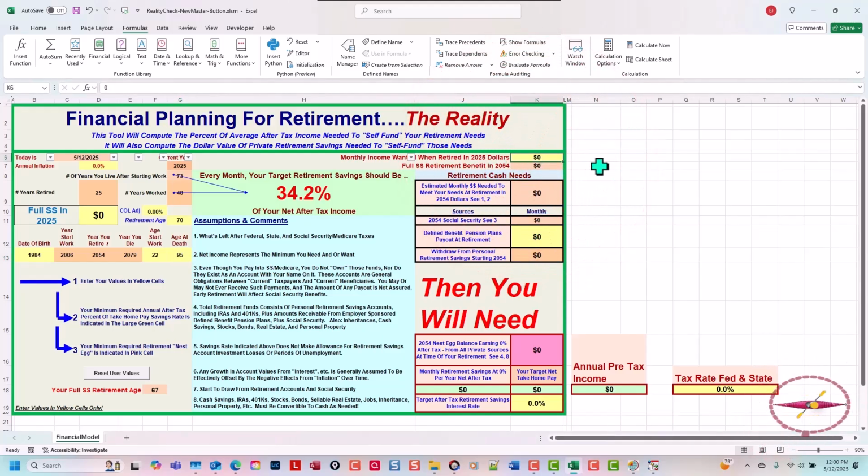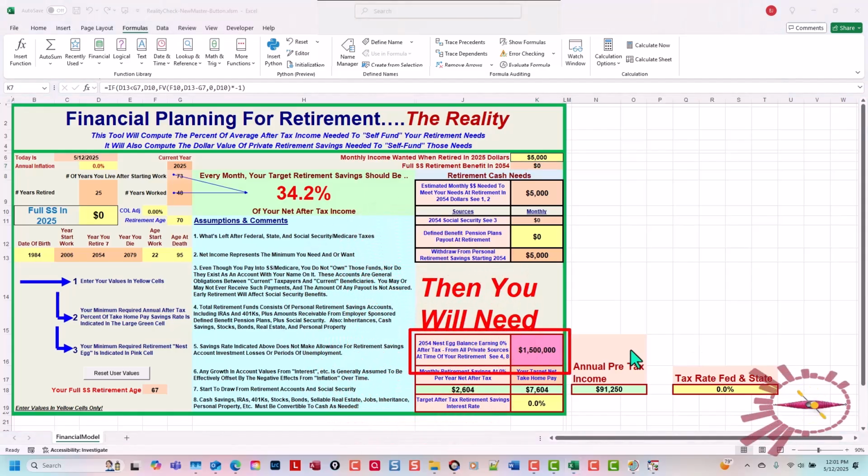At this point, we're going to pick a number which will be the target amount of money that we want to receive during our retirement. We want to receive this amount of money each and every month. So we're going to enter $5,000. And that would be in current dollars, which is 2025. You can see that the model predicts that we will need a nest egg of $1,500,000 if we want to receive $5,000 a month during our retirement years.